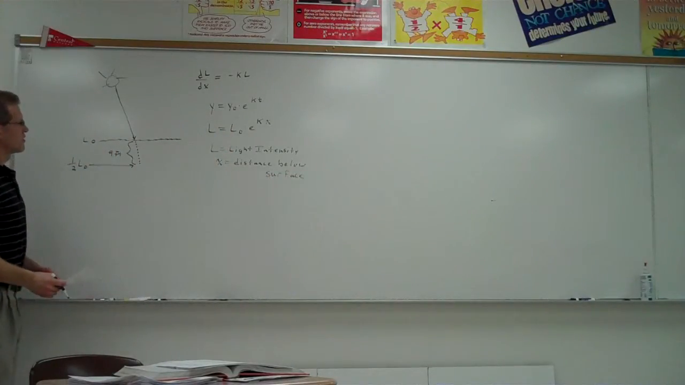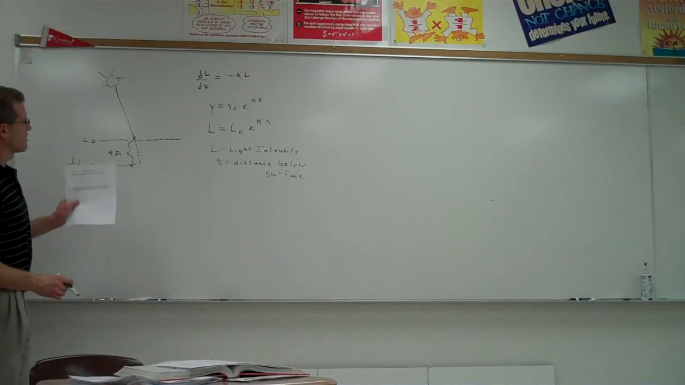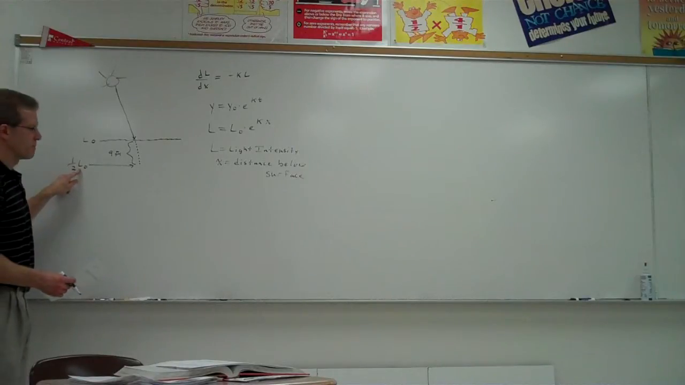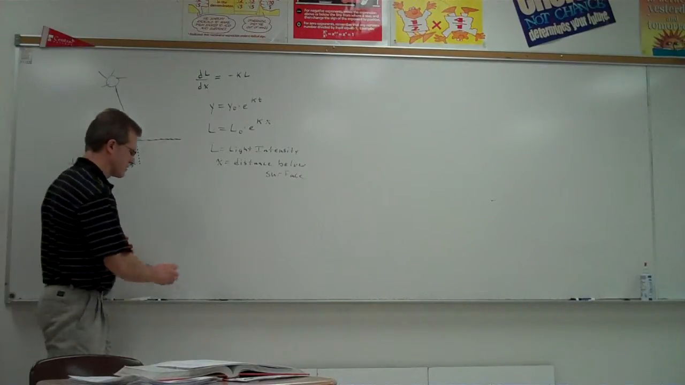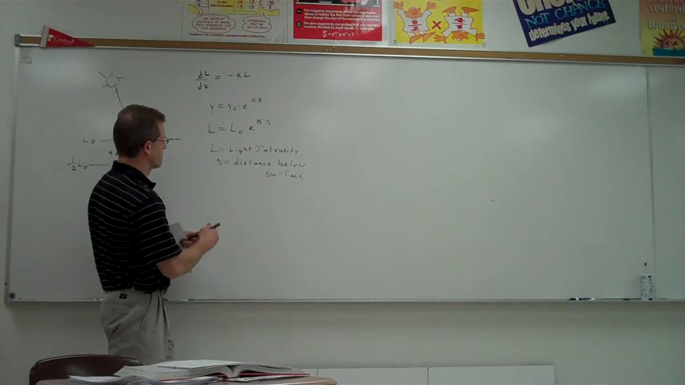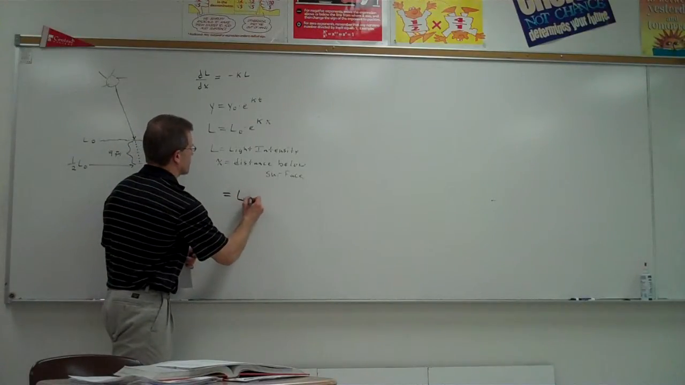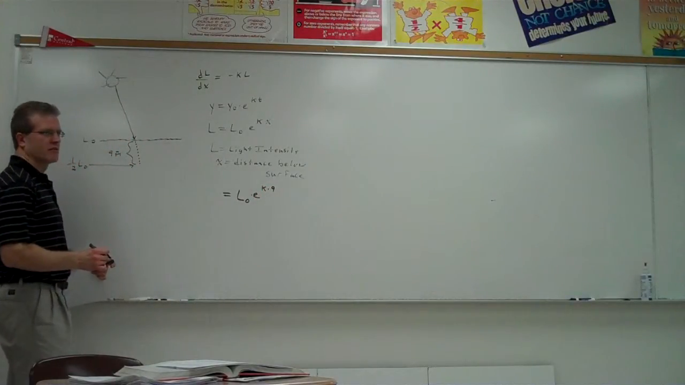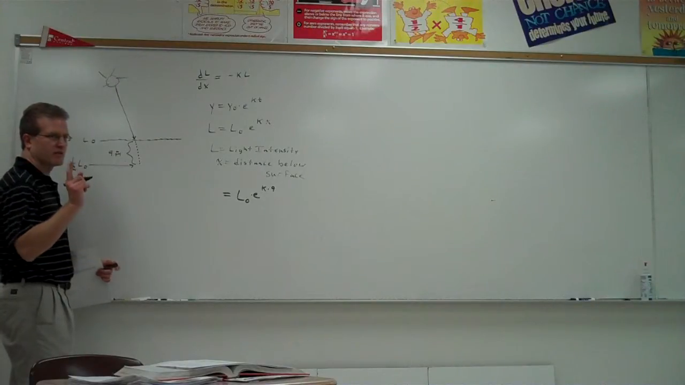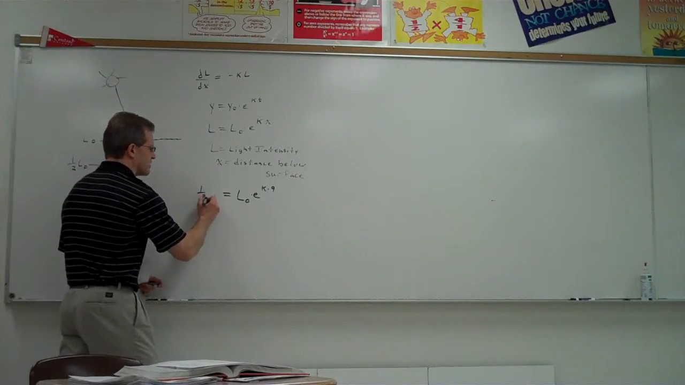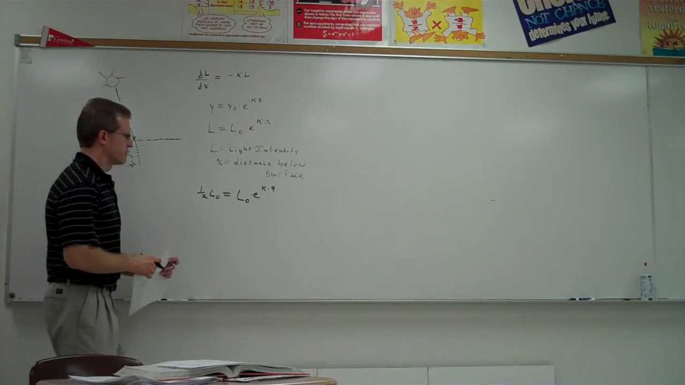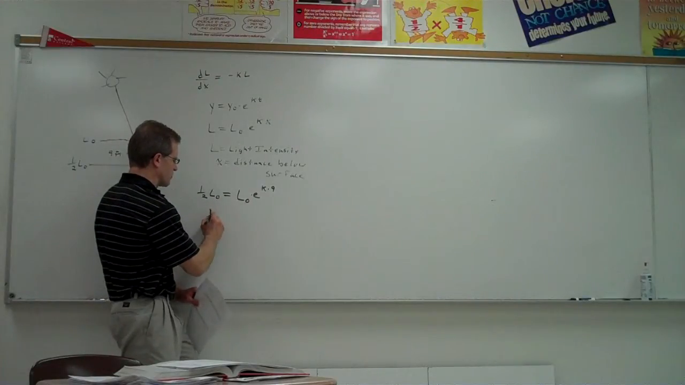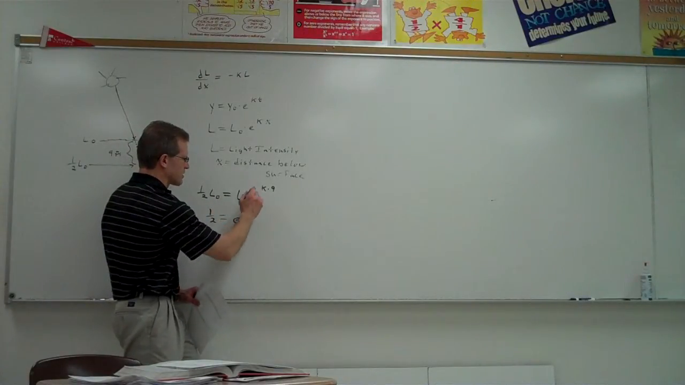Okay. So let's start off. We know that when you go down 9 feet, you're going to have half as much light intensity. So let's plug in 9 for x. What would we plug in for L? Half of L sub 0. Half the original light intensity. What would I do next? Divide by L sub 0 on both sides. That would leave you with 1/2 equals e to the 9k.